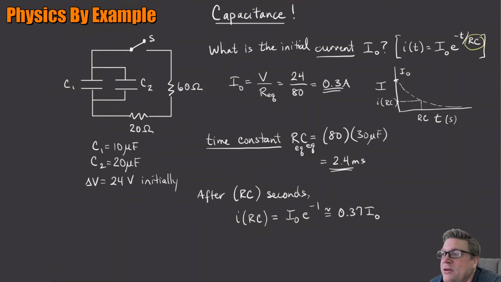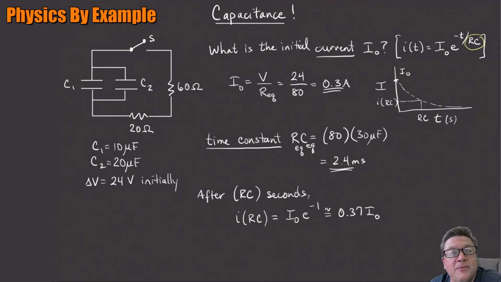The reason it's called the time constant is that it's just a useful thing that you know about a circuit because you've built it. You know what the resistance is, you know what the capacitance is. So you can compute immediately this time scale, that on this time scale, the current is going to decrease by this much. If you wait another time constant, then the current is going to go down by e to the minus 2, another factor of almost 3.